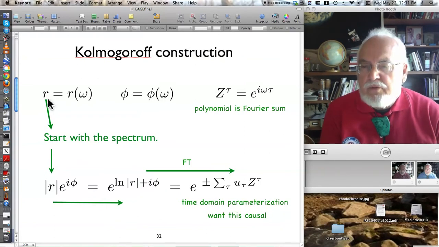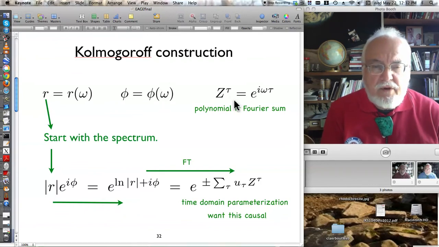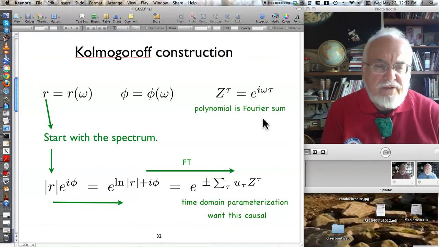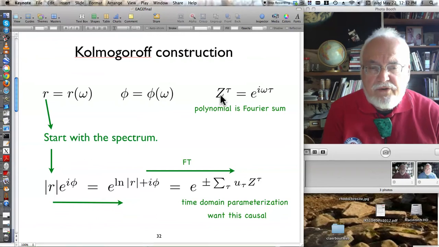So let's look now at the Kolmogorov construction. So we start with a spectrum, which we know. We're looking for a phase, which we do not know. And we're going to use Fourier methodology. We have sums of these exponents, and they'll be really secretly Fourier sums. But if you do this mathematical substitution, what looks like a Fourier sum starts to look like a polynomial. This is called a Z transform.